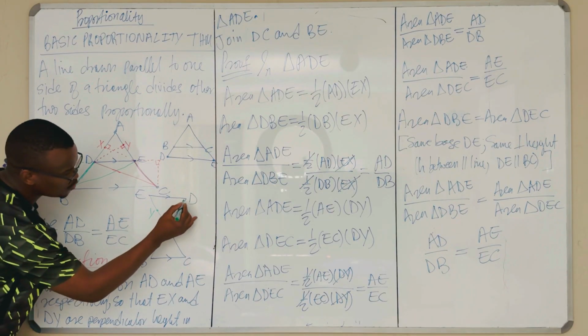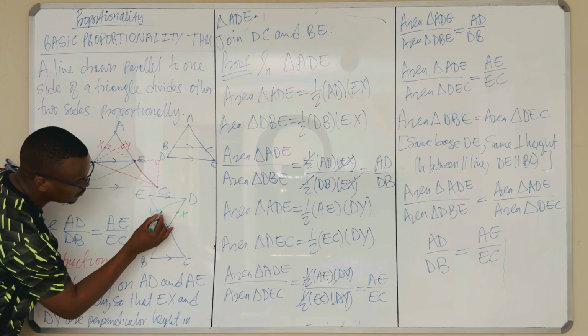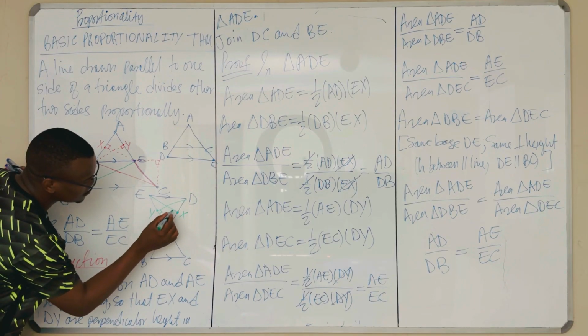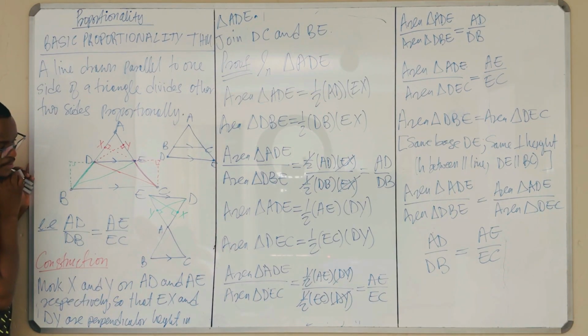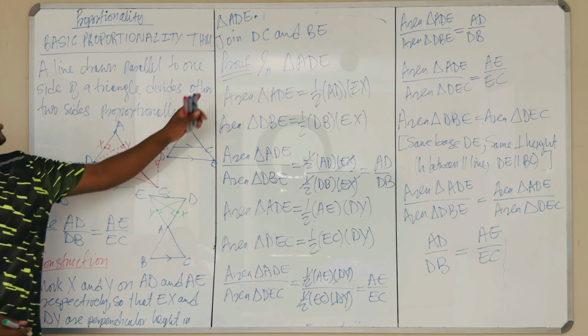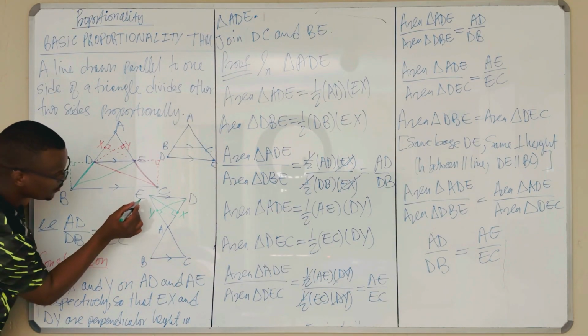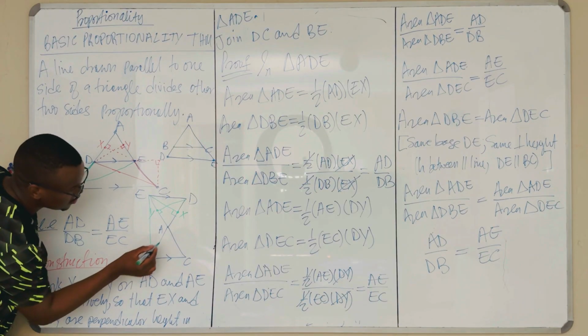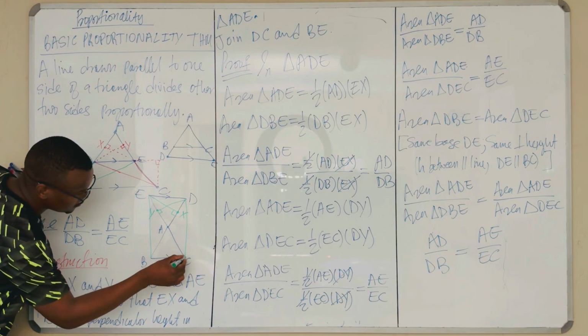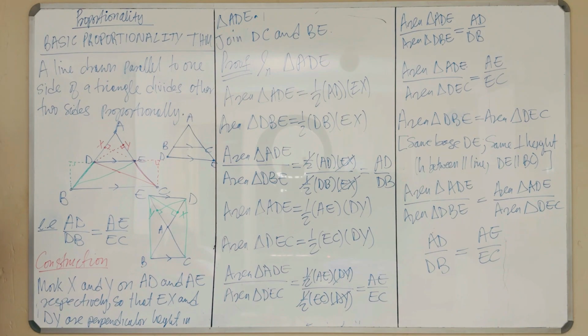What else do you do? You join altitudes. Here they are. Do you see that? Yes. What else do you do after that? You join DC and BE. Here's your BE here, and here's your DC over there. Isn't that what you did?